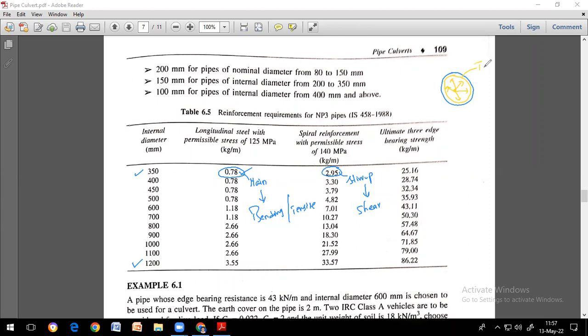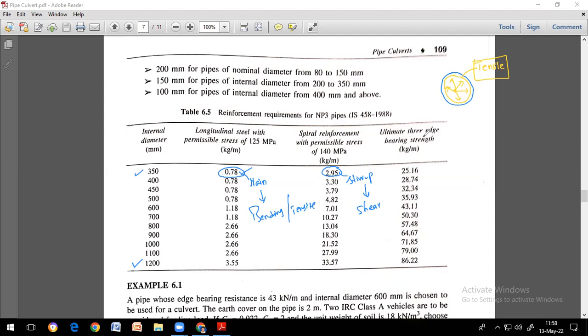What stress is there in this? Tensile stresses. Why? Because your circumferential ring will try to expand. So obviously tensile stresses develop in the circumferential direction. So circumferential stress will be in terms of tension. That's what I would like to tell you. And usually longitudinal reinforcement also will be under tension. Longitudinal rods also will be under tension, right?